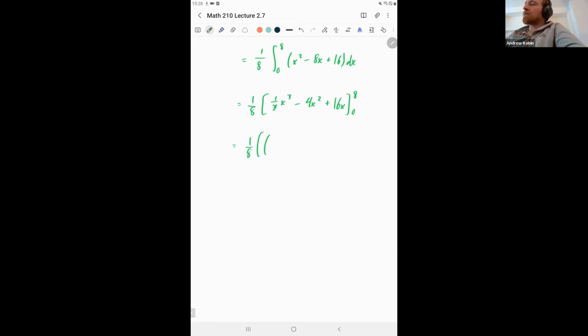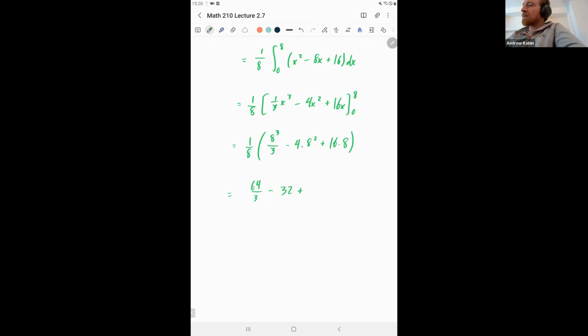Notice that when I plug in 0, everything goes to 0. So I'm just going to have a single set of plugging in 8. I'm not going to compute the powers of 8 just yet because I have one out front to cancel. So here I have 8 cubed over 3, 4 times 8 squared, and 16 times 8. And then the rest is 0. So let's distribute the 1/8. This will give us 8 squared, or 64, over 3. 8 cancels with one of the 8s. 4 times 8 is, let's see, 32.